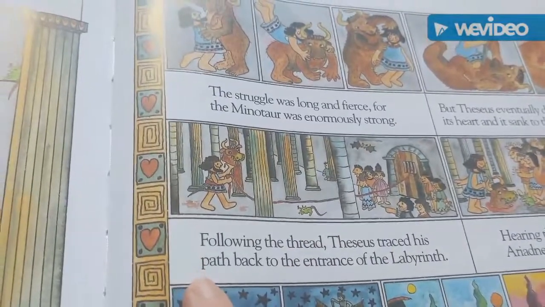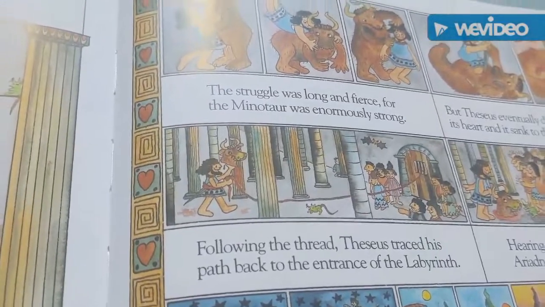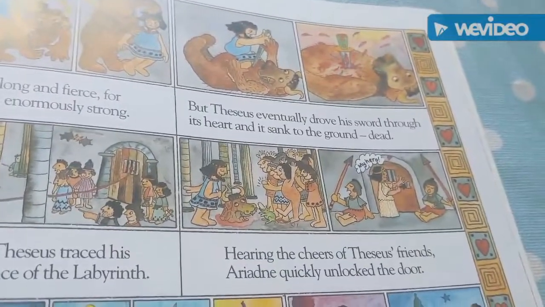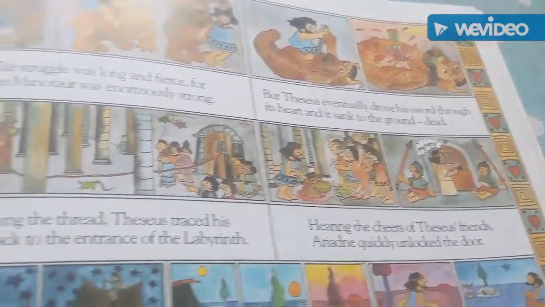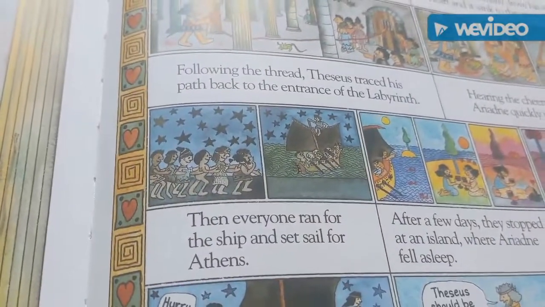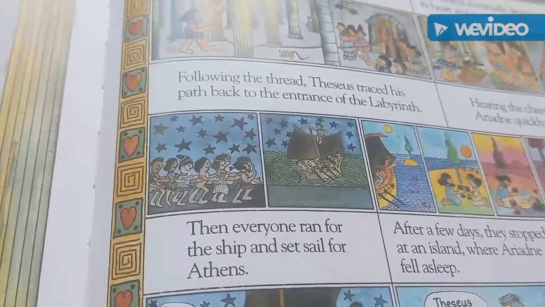Following the thread, Theseus traced his path back to the entrance of the labyrinth. Hearing the cheers of Theseus's friends, the other children cheering, Ariadne quickly unlocked the door. Then everyone ran for the ship and set sail for Athens.